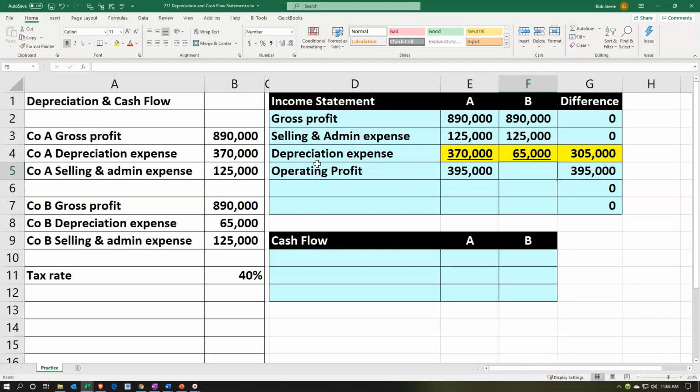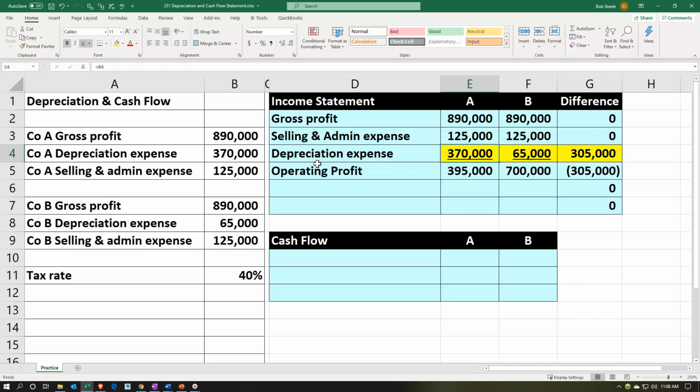Now let's see it for B, which will be a bit different. We go up, the 890 minus up, 125 minus up 1, the 65. That gives us the 700. So the operating profit, of course, is reflecting the difference with regards to the depreciation.